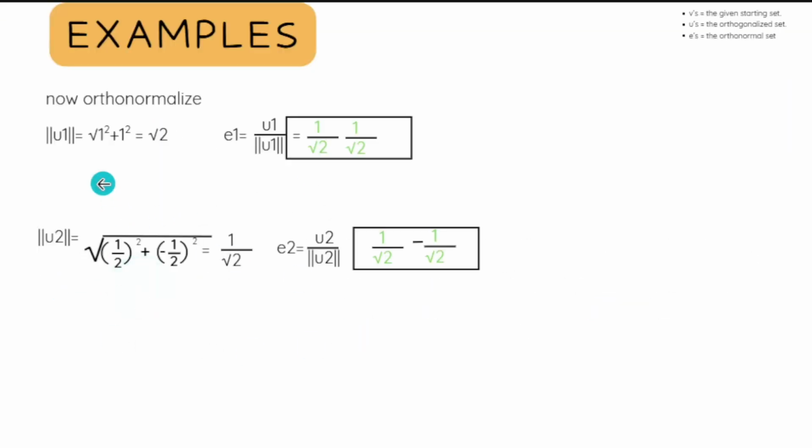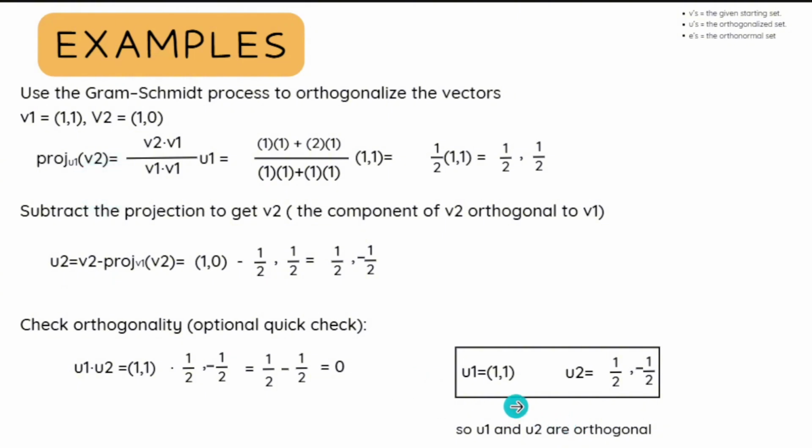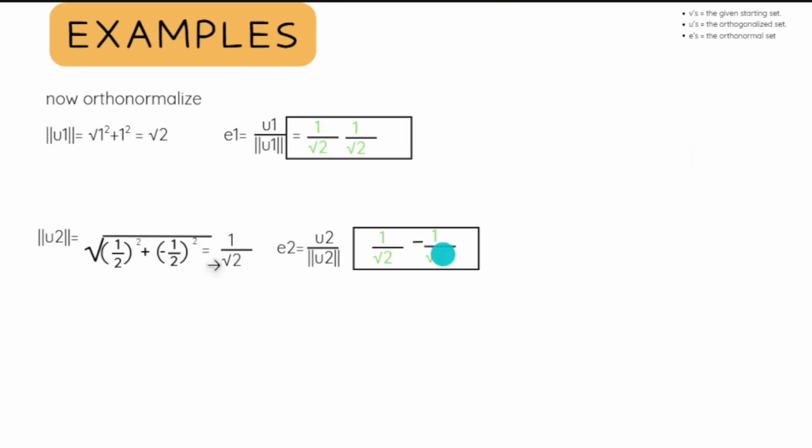So, overall, our orthogonalized set is (1, 1) and (1 half, negative 1 half). For our orthonormal set, our values are E1 equal to 1 over square root of 2 and another 1 over the square root of 2. For U2 naman, our E2 is equivalent to 1 over the square root of 2 and negative 1 over the square root of 2.